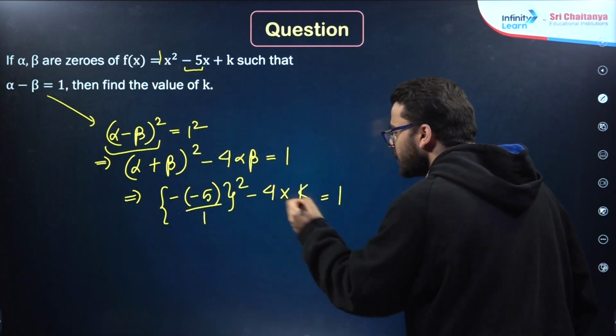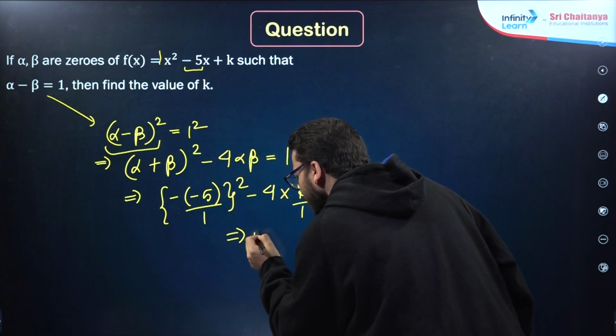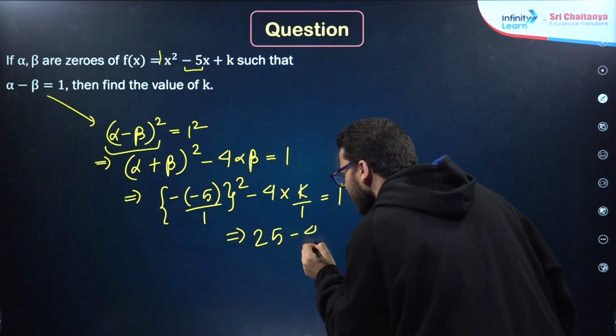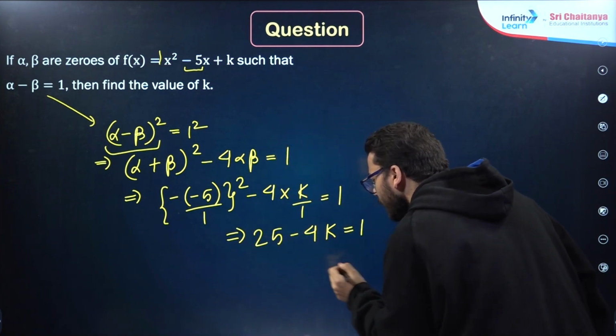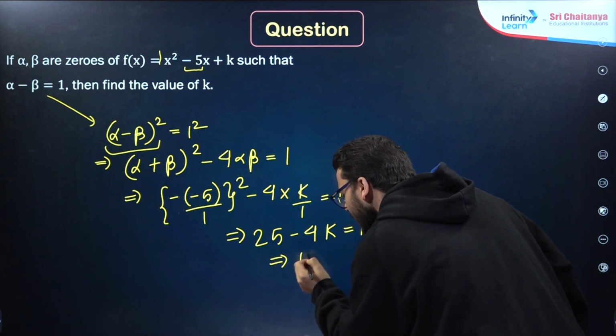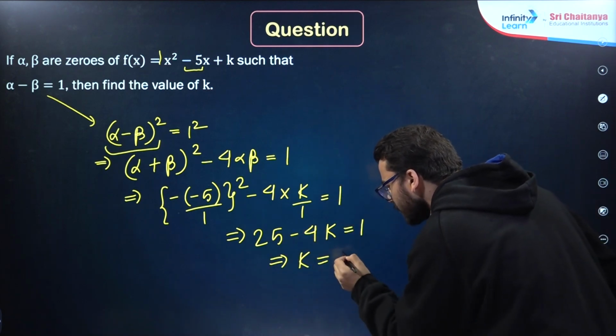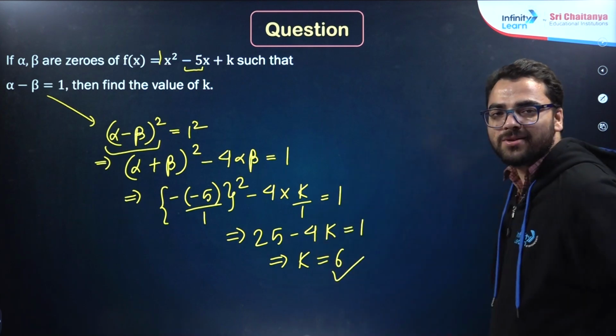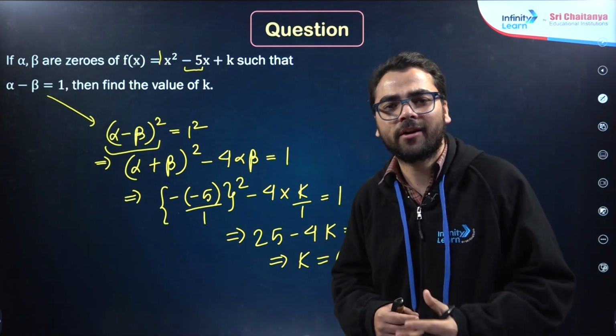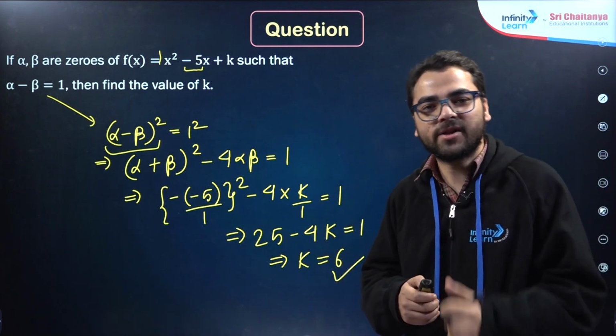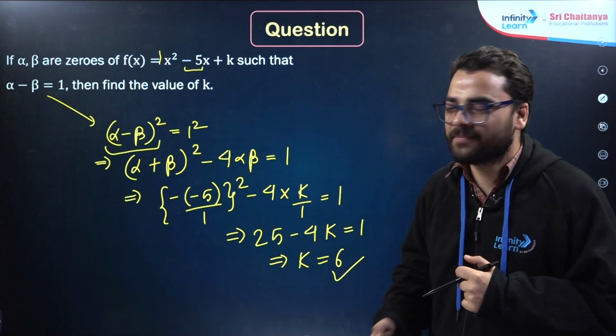That is equal to 1. So you just need to simplify and solve it. This is 25 minus 4k is equal to 1. So if you solve it, you'll get k is equal to, you see 24 by 4 is 6. So k is equal to 6 is the answer. This is one of the important questions on this topic. Let's move to the next important question.